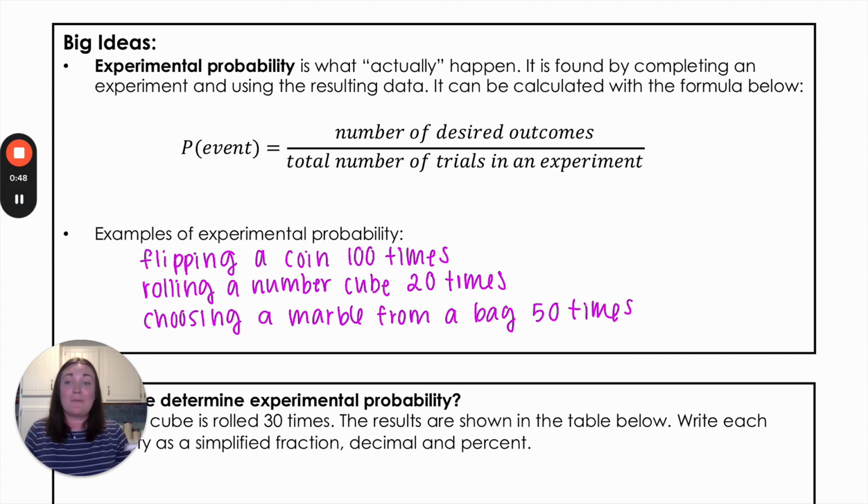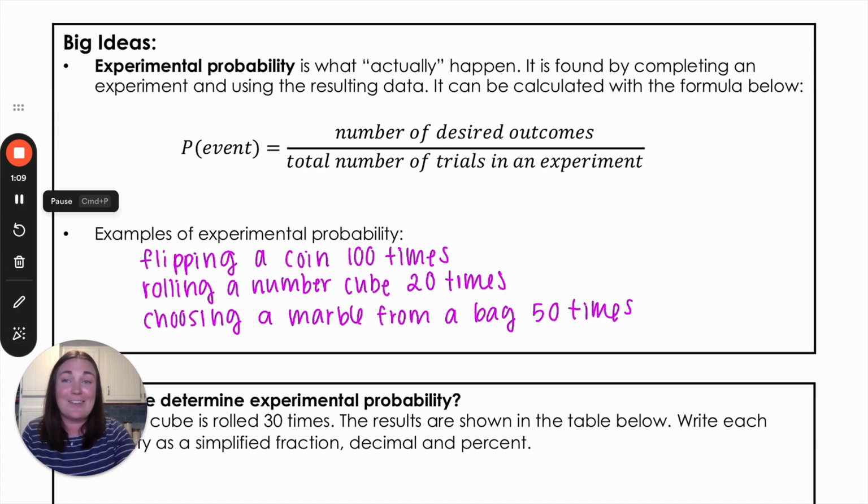So instead of talking about what should happen and what the possibilities are, we're going to be talking about how many times it happens out of the total times we actually do the experiment. So this would be something out of 100 if we're flipping a coin 100 times, something out of 20 if we're rolling our number cube 20 times, something out of 50 if we're going to pick a marble 50 times. Let's go ahead and look at some examples together.